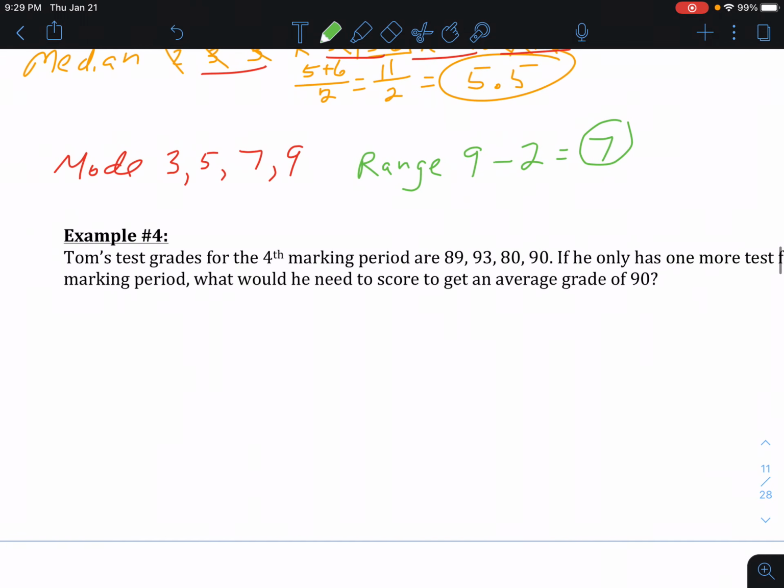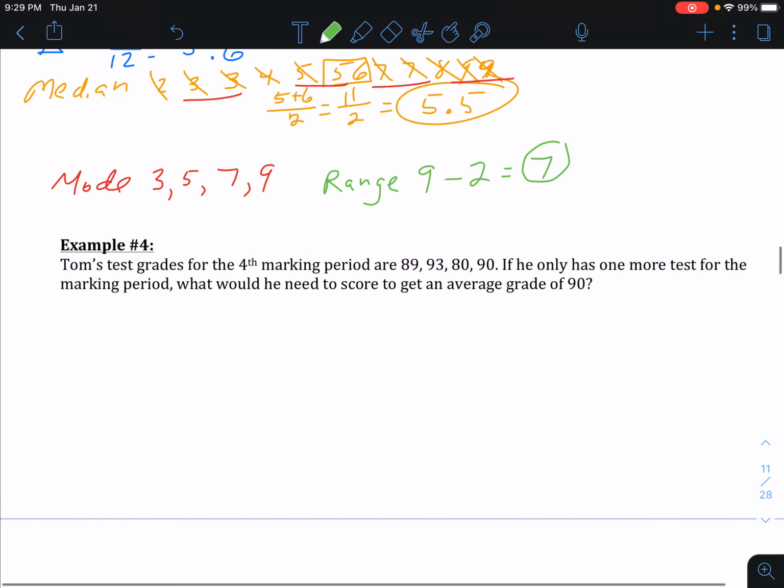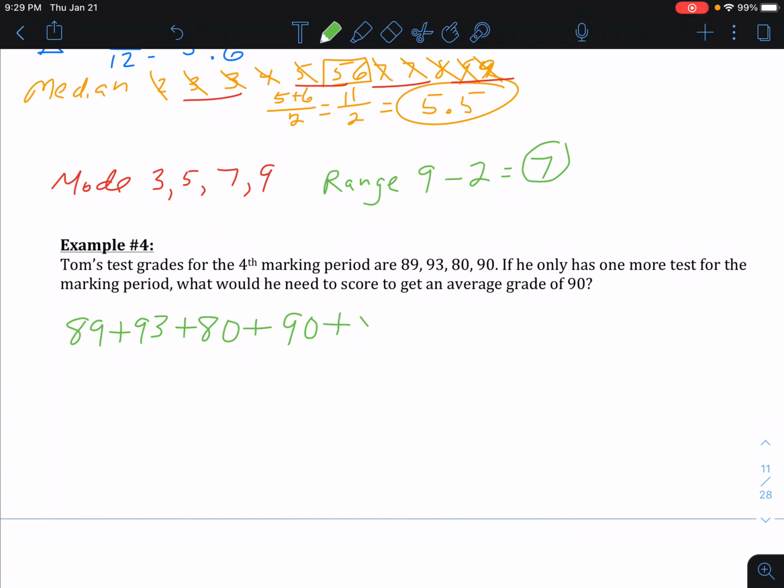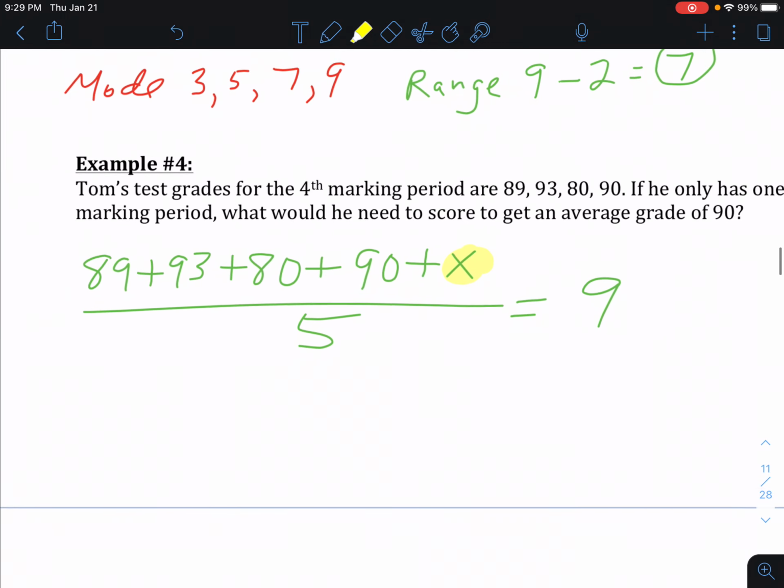Okay, next up is actually a pretty challenging problem. Tom's test grades for the 4th marking period are 89, 93, 80, and 90. If he only has one more test for the marking period, what would he need to score to get an average of 90? So there's going to be 5 tests total, the 4 he took plus the extra one. So you want to set up an equation here. We're thinking all of the numbers added up and divided by 5 have to equal 90. By the way, we don't know what this 5th one is, so we're calling it x.